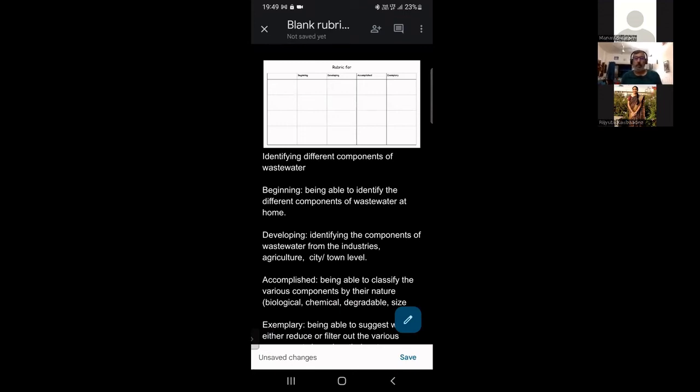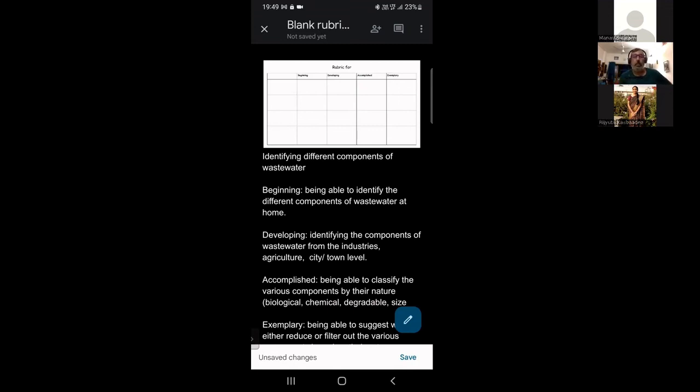So we wanted to discuss what could be the rubric for identifying different components of wastewater. The overall idea we had in mind was, one, students should be able to understand the different components according to their sources and their types. And also they should know the ways to reduce the waste material in water at the origin, or the ways to filter out the components of wastewater.